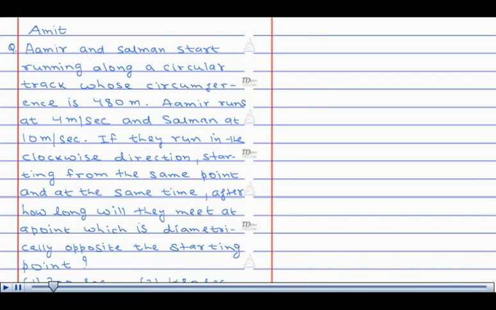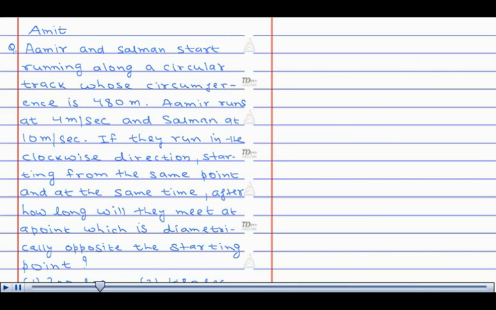The question is, Amir and Salman start running along a circular track whose circumference is 480 meters. Amir runs at 4 meters per second and Salman at 10 meters per second. If they run in clockwise direction starting from the same point and at the same time, after how long will they meet at a point which is diametrically opposite the starting point?